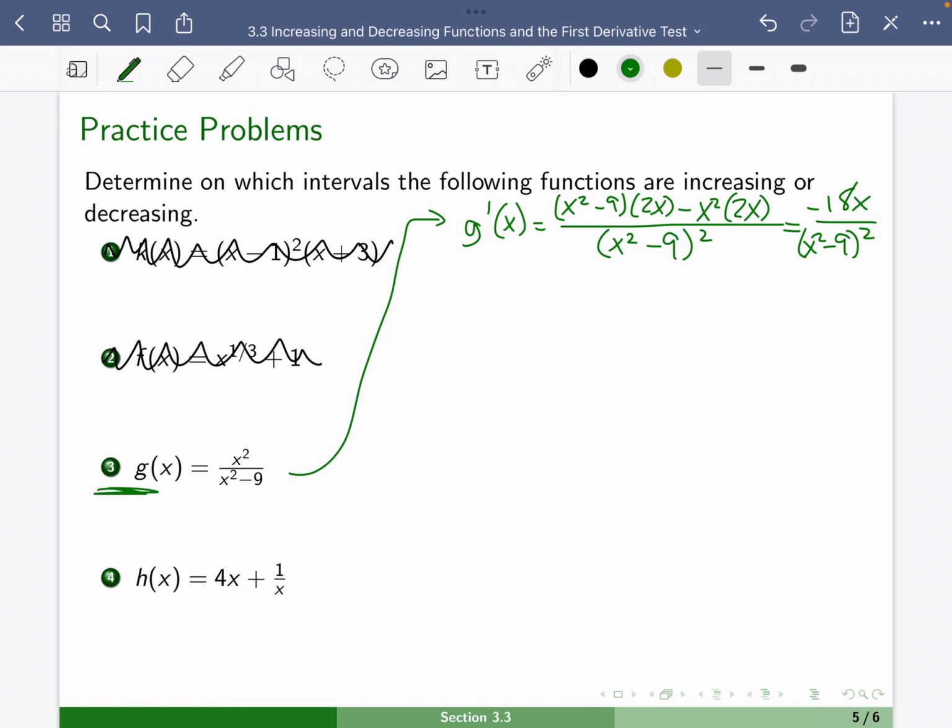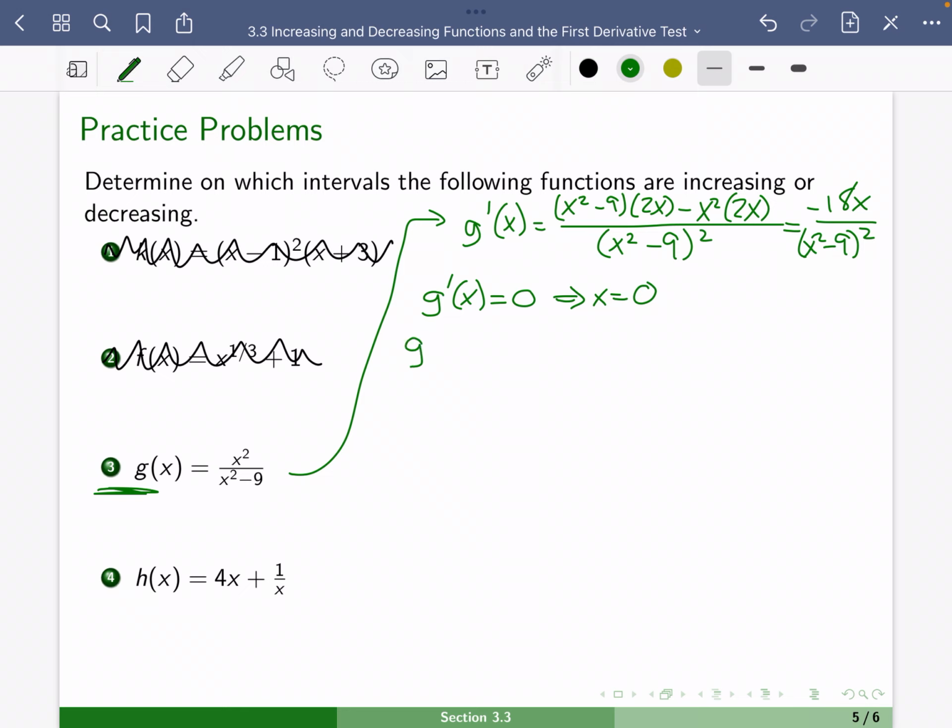What are we going to do with this derivative? Well, we need to find out where it is 0 and where it does not exist. So it's going to be equal to 0 when the numerator is 0. So negative 18x equals 0 would tell us x is equal to 0. So that's one of our critical numbers.